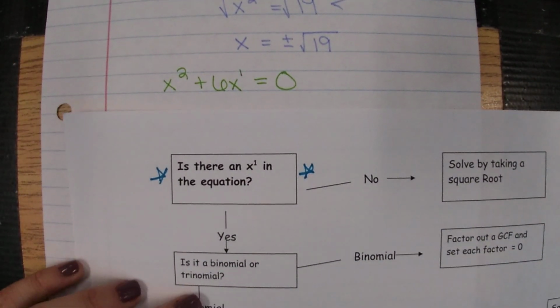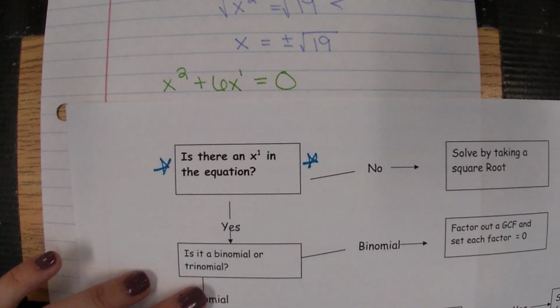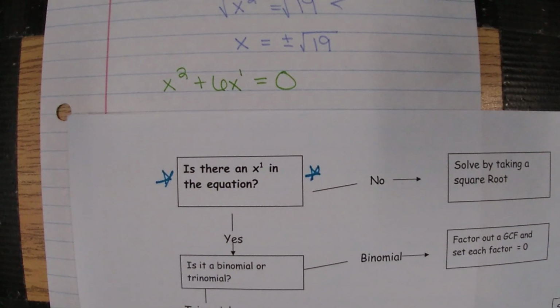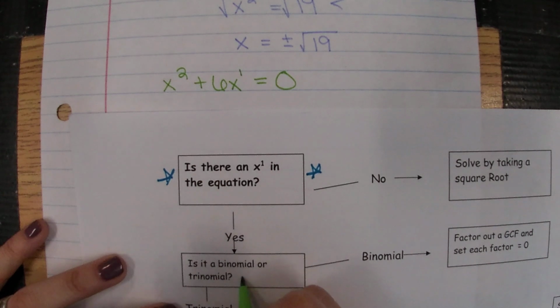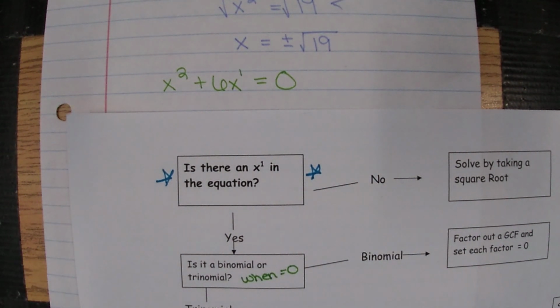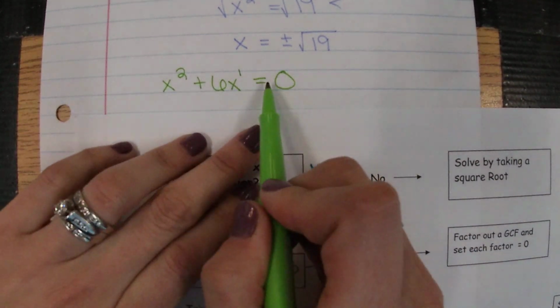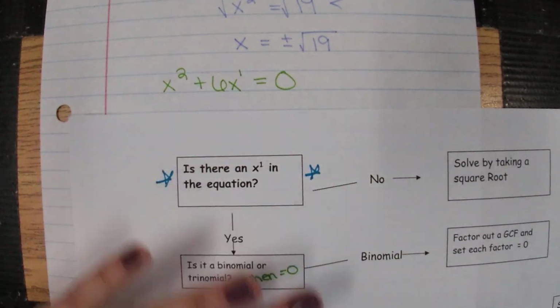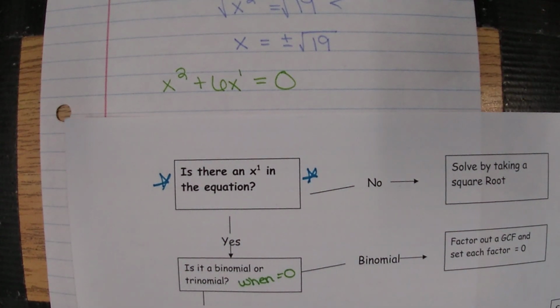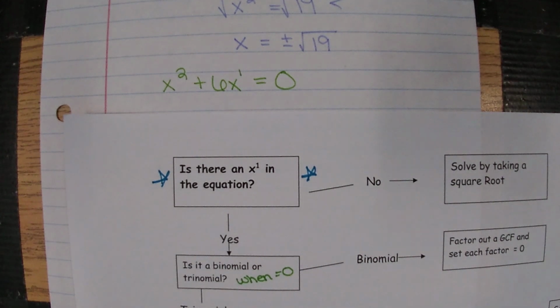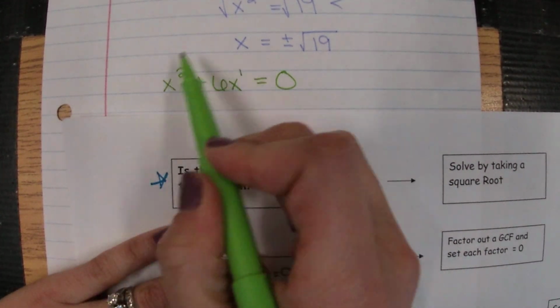Is it a binomial or a trinomial? Now, we can only decide if it's a binomial or a trinomial when it's equal to 0, right? We need all those terms. Now, if it says x squared plus 6x equals 7, you could go, oh yeah, I need to count that 7. That counts as a term. So keep that in mind when you're considering, otherwise set it equal to 0, so you make sure you're counting them all. This is two terms.